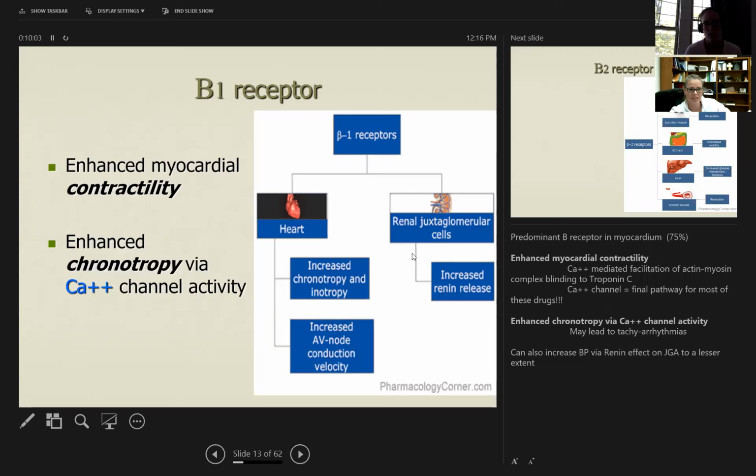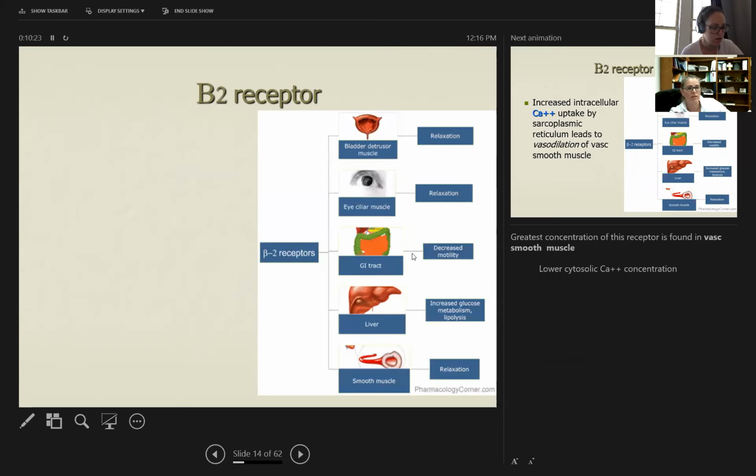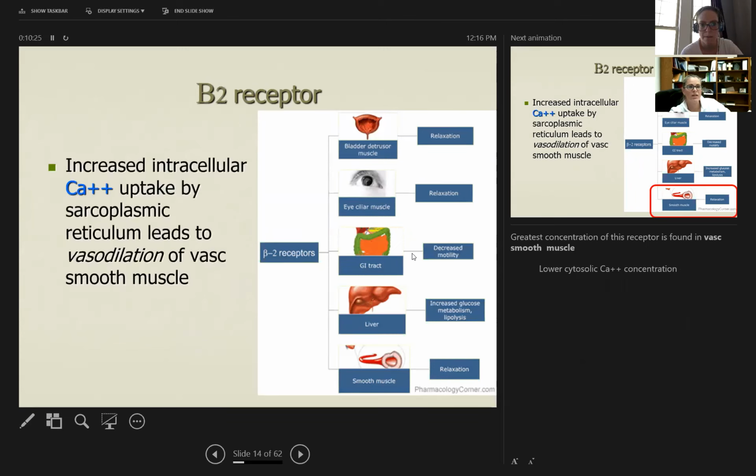But you have to be careful with this because it may cause some dysrhythmias. You may also, as a result of your beta-1 activity, see some increase in renin due to its impact on your renal juxtaglomerular cells. Beta-2 receptors work a little bit differently. You're going to have an increased intracellular calcium uptake by the sarcoplasmic reticulum. So we're going to actually pull calcium out of the cytosol back into the SR, kind of reversing a lot of the processes we've talked about, leading to vasodilation of that vascular smooth muscle.